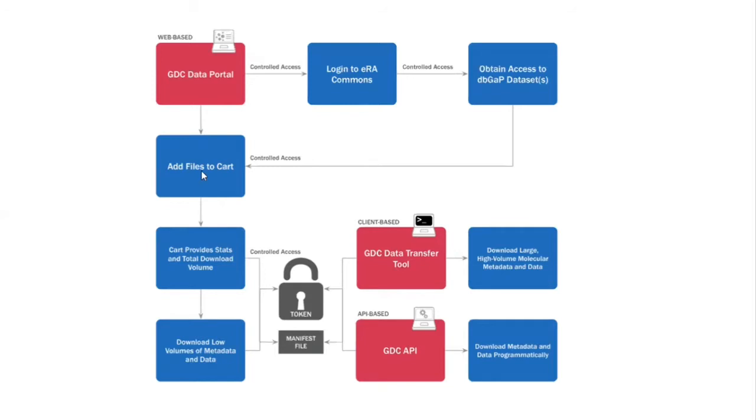So after saving those cart files, we have to create this particular token which they will provide to us. Then only can we download those particular files by using this data transfer tool which I am talking about. So this is the overall flow of how we can get the controlled access data. Controlled access data will be only for those datasets which have a download.